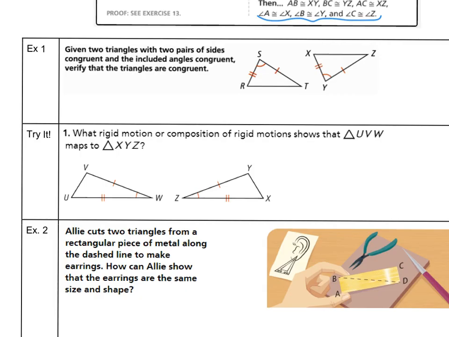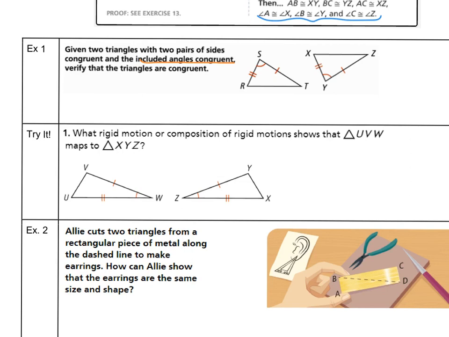When trying to verify the triangle order, make sure that you know all the corresponding parts in one triangle match up with the other ones. And then it really won't matter the order you start with the first letters. It says given two triangles with two pairs of sides congruent and the included angles congruent, that's important, verify that the triangles are congruent. So notice we have two sides on triangle RST and angle S is in between them. We have two sides on triangle XYZ and angle Y is in between them.